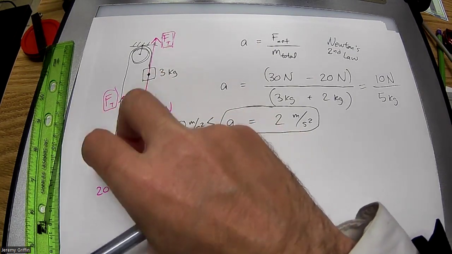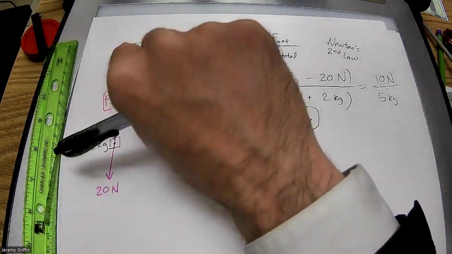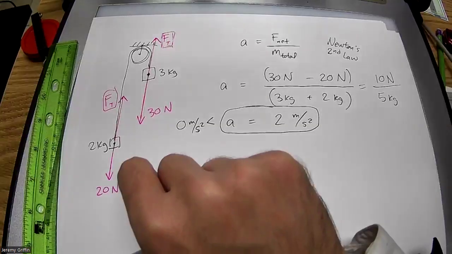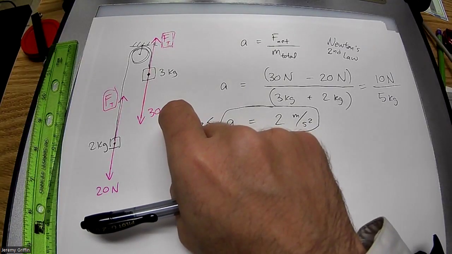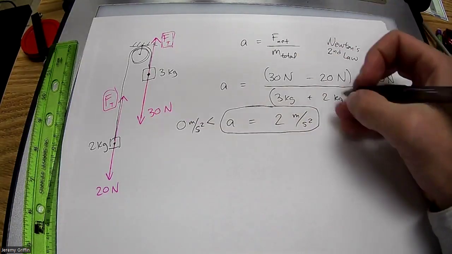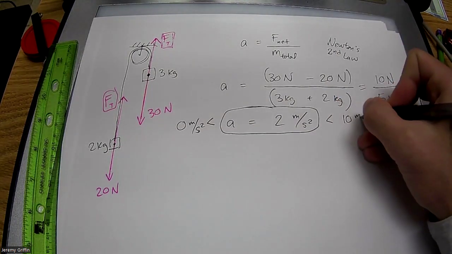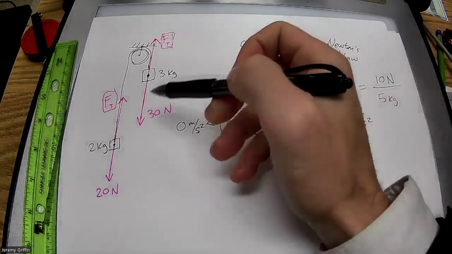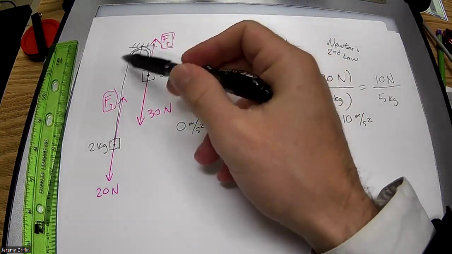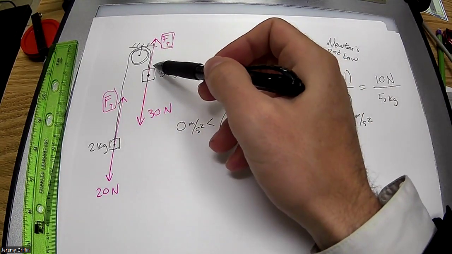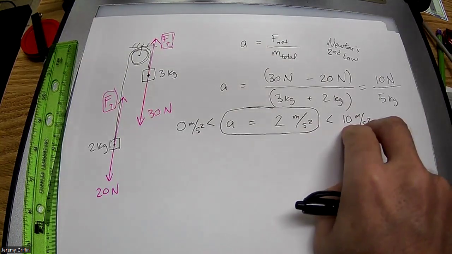How about this? What if you take all the weight and put it on one side and just have an empty string on the other side? 10 meters per second squared. Right? If you put all the weight on one side and have an empty string on the other side, doesn't the weight just go into pure free fall?